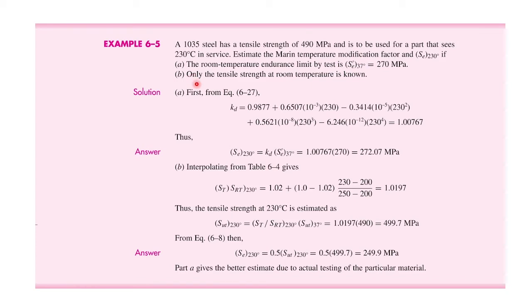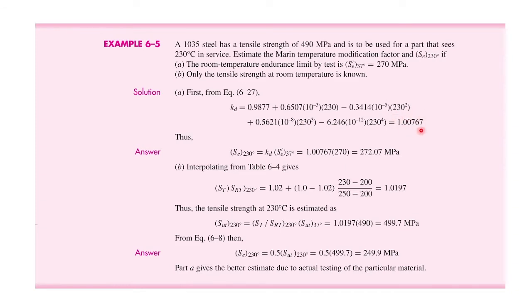That's the first requirement. The second requirement: if the tensile strength at room temperature is the information available to you. Part A: if the endurance limit at room temperature is what is known, you will calculate KD. The equation in front of you is valid for substitution in Celsius right away, unlike the first equation you saw in Fahrenheit. The 230 is in Celsius. So this is a constant plus another constant times T, the surface temperature in Celsius, minus another constant times T squared plus another constant times T cubed minus another constant times T to the fourth. All these temperatures are in Celsius already.